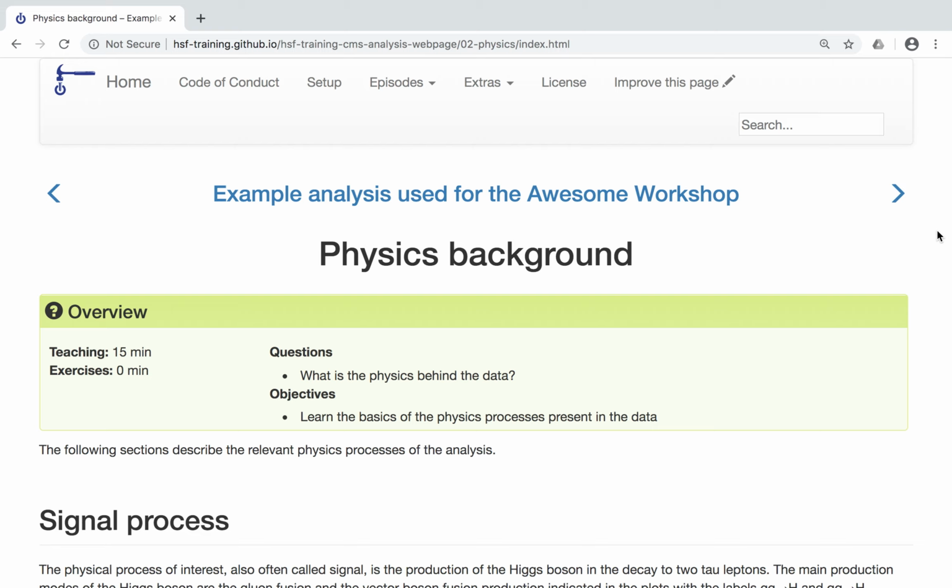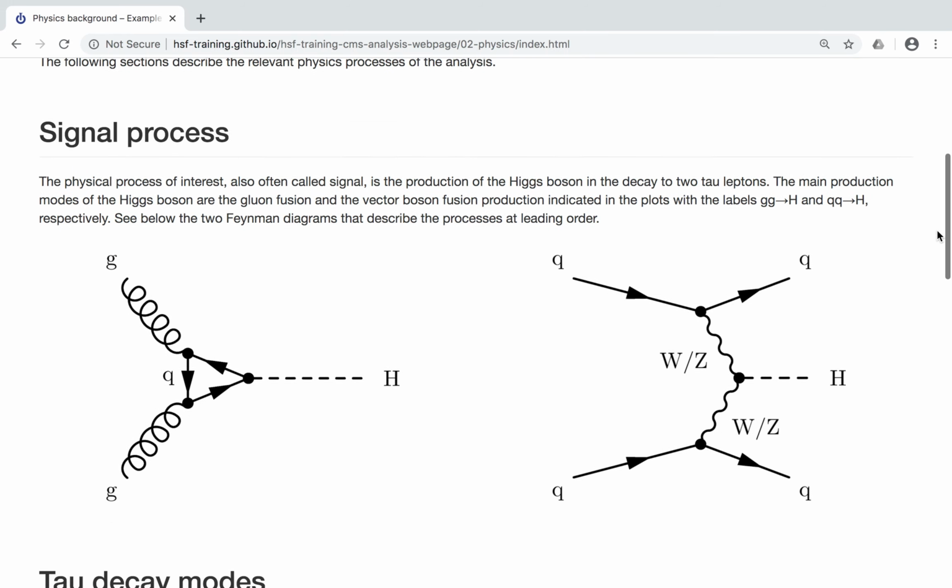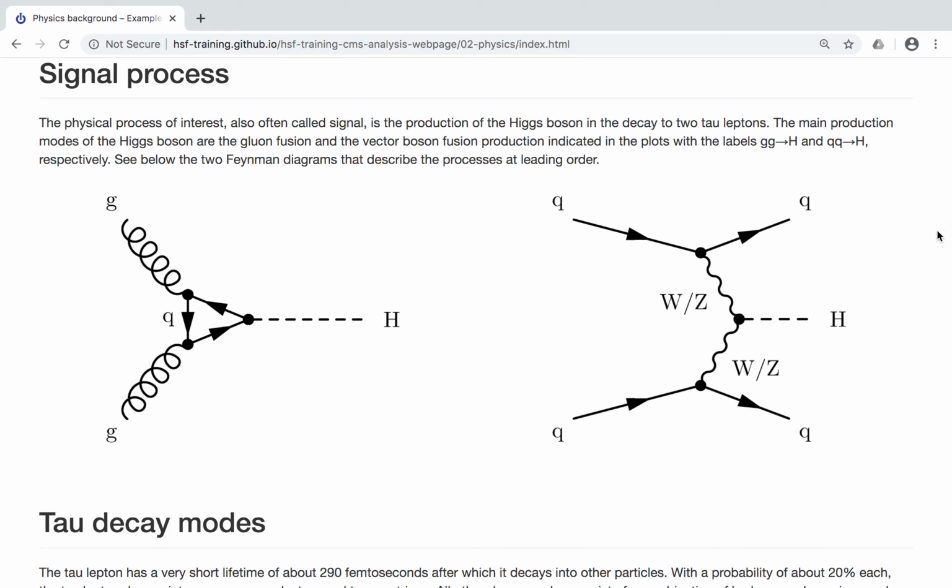So in this lecture, we'll be going into the question, what is the physics behind the data? And we'll be learning the basic physics processes. So first up, we have our signal processes. As we've discussed, we're searching for a Higgs decaying to tau leptons.